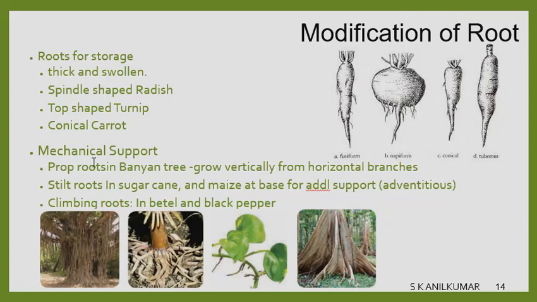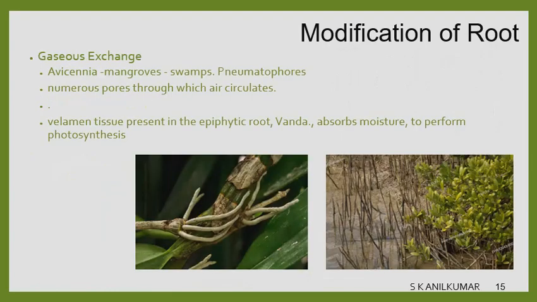They also grow for mechanical support. For example, in the banyan tree, the roots grow vertically from the horizontal branches, right? They form stilt roots in sugarcane and maize at the base for additional support. From the buds on the stem, additional roots come to give additional support. These are called adventitious roots, not under the soil but outside the soil. Climbing roots, as in betel leaf or pepper, convert into tendrils for climbing. They give mechanical support.